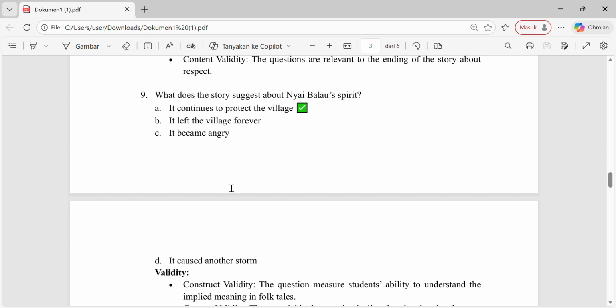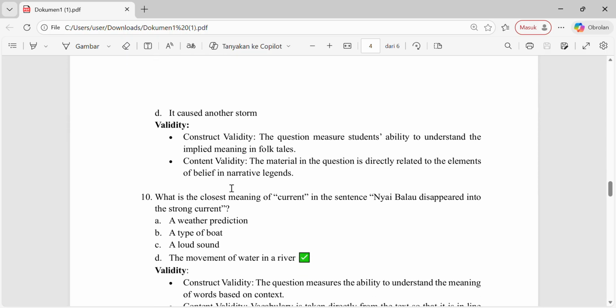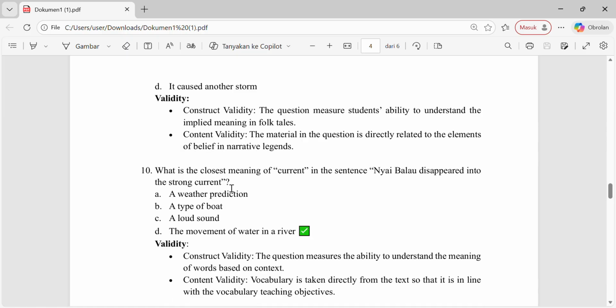Okay, next question, number 9. The answer is A. This question measures the ability to understand employee meaning, especially related to culture, beliefs, and legends. For the construct fidelity itself, the question measured students' ability to understand the employee meaning in the bold tales. For the content fidelity, the material in the question is directly related to the element of belief in the narrative legends.